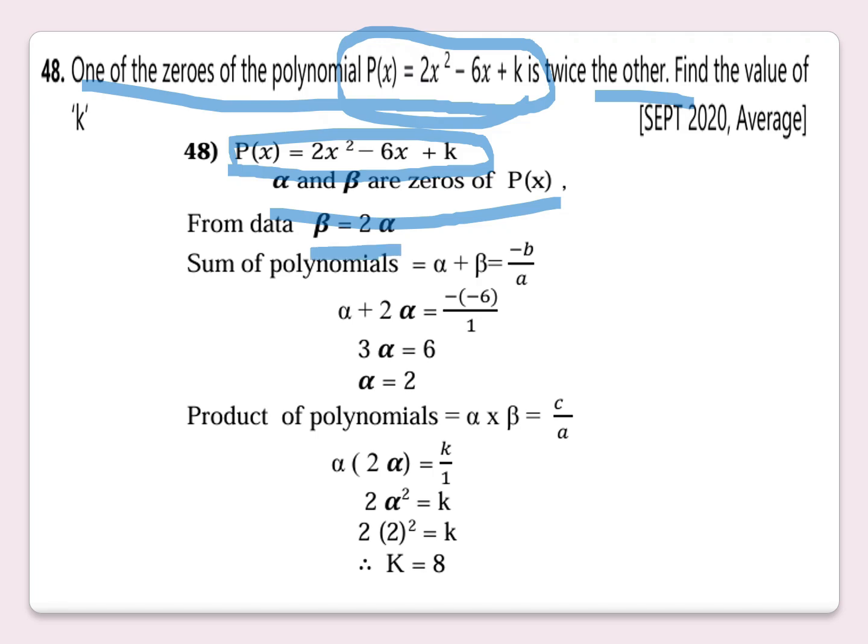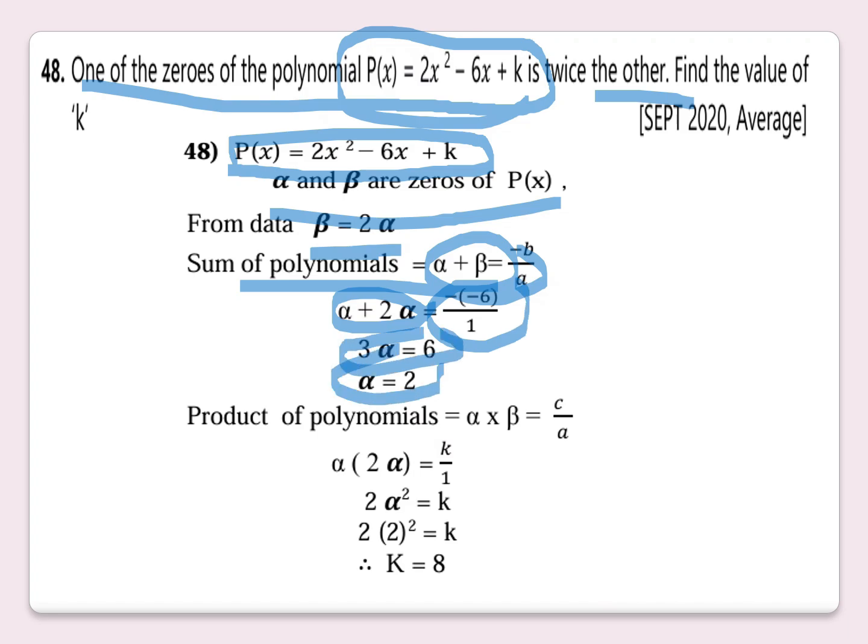That's why. Sum of the zeros can be written as alpha plus beta is equal to minus b by a. You will get alpha plus 2 alpha is equal to minus into minus 6 by 1. So alpha plus 2 alpha is nothing but 3 alpha. Minus into minus 6 by 1 is nothing but 6 only. So 3 alpha is equal to 6. So alpha is equal to 2.